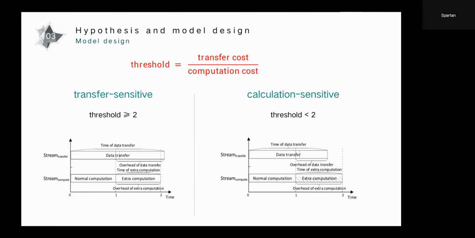So in this case, it is necessary to classify the layers in the neural network and divide them into calculation-sensitive and transfer-sensitive types, according to the relation between the computational cost and the transfer cost. In general, a threshold of 2 is a significant watershed. When the threshold is less than 2, the current layer is calculation sensitive, otherwise the current layer is transfer sensitive.